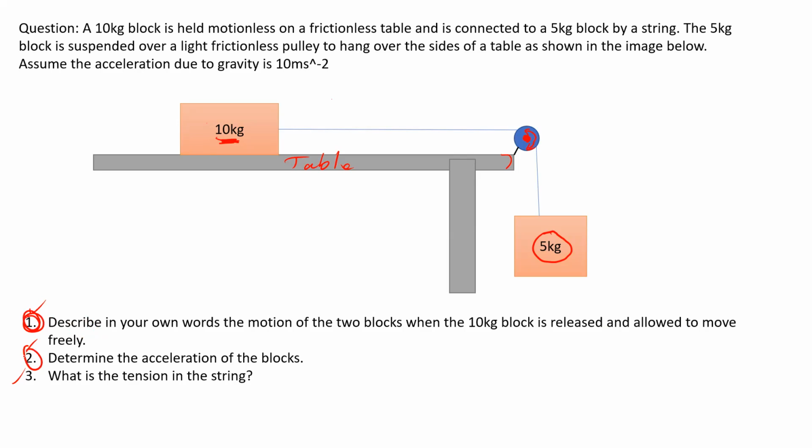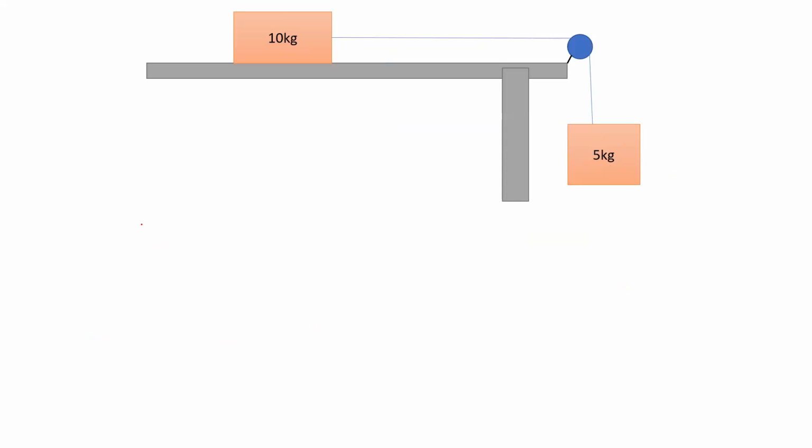The second question says, determine the acceleration of the blocks. So let's use a new page and let's use a green. You want to determine the acceleration of a block. So we know that force is equal to mass times acceleration. We want to determine the acceleration. Therefore, acceleration is equal to force divided by mass.